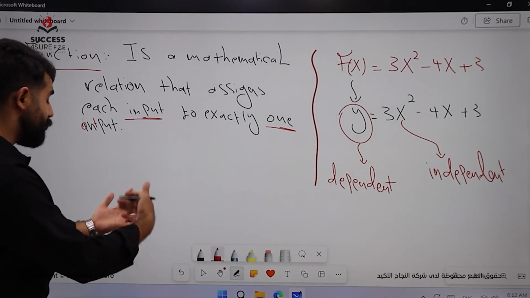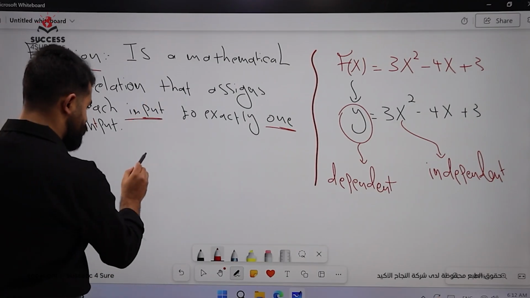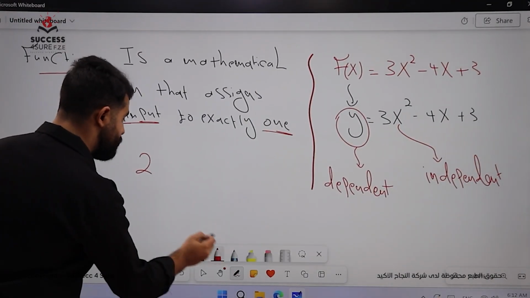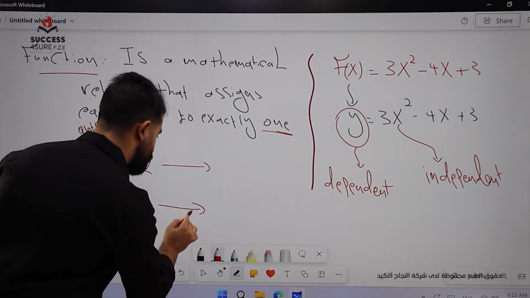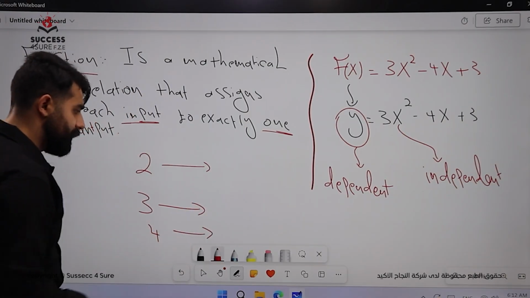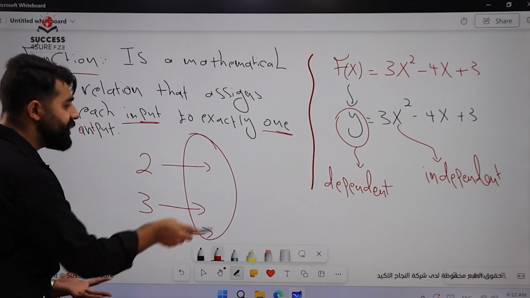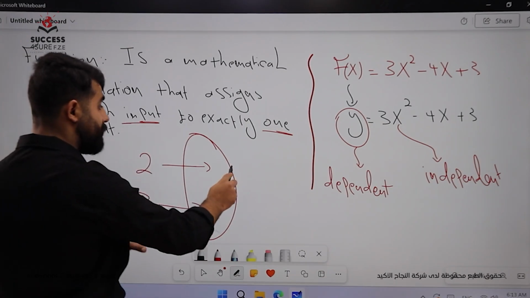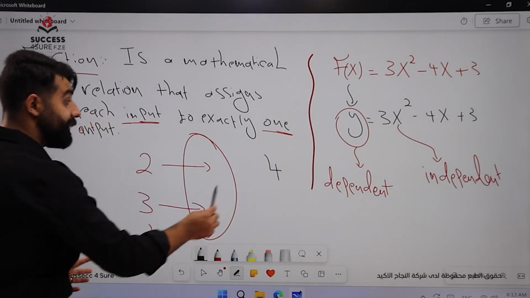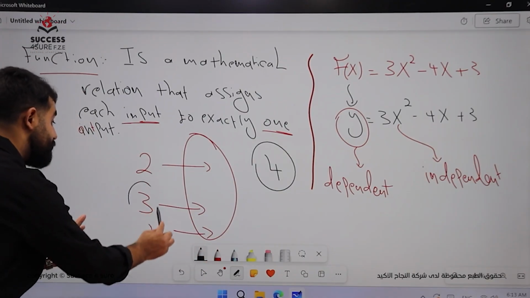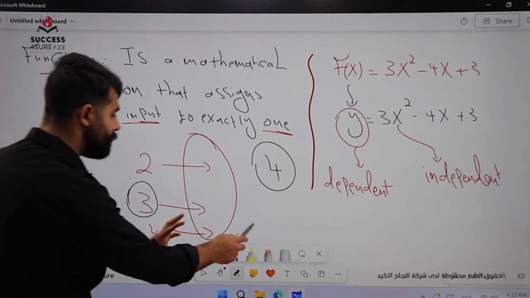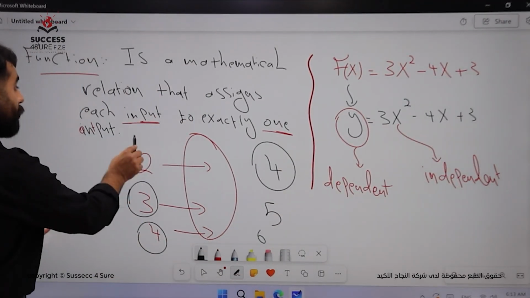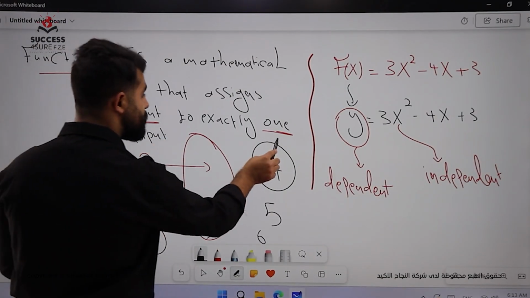Okay, now in mathematics, when you say input and output, let's say that we have 2. Okay, this is the input. And we have 3 as an input, and we have 4 as an input. Now let's say that we have a machine right here. Once you have, let's say, $2, the machine converts that $2 into $4. Now this is the output. Let's say that we have $3 and the machine gives you $5. And for $4 the machine gives you $6. Now this is the input and this is the output.